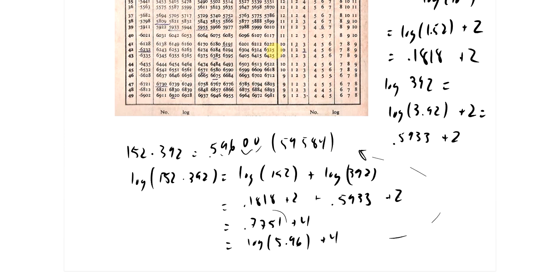But the point is that log tables made multiplying large numbers, which you need to do in astronomy, very simple and very fast, because you just had to look stuff up in the table and figure out what powers were.